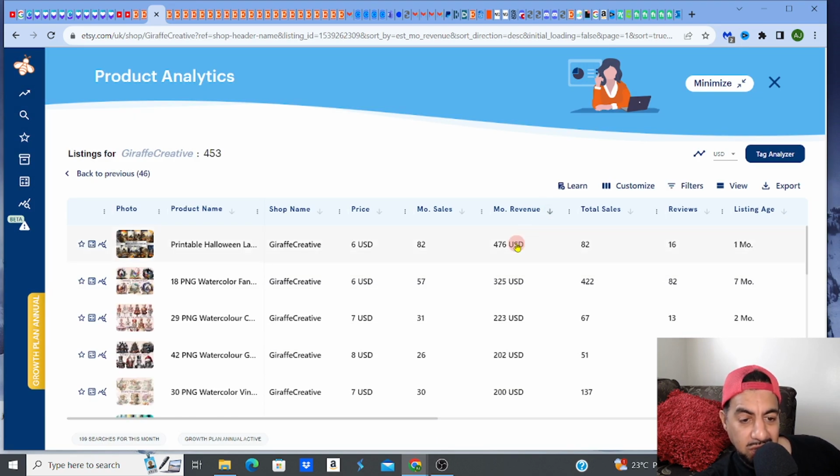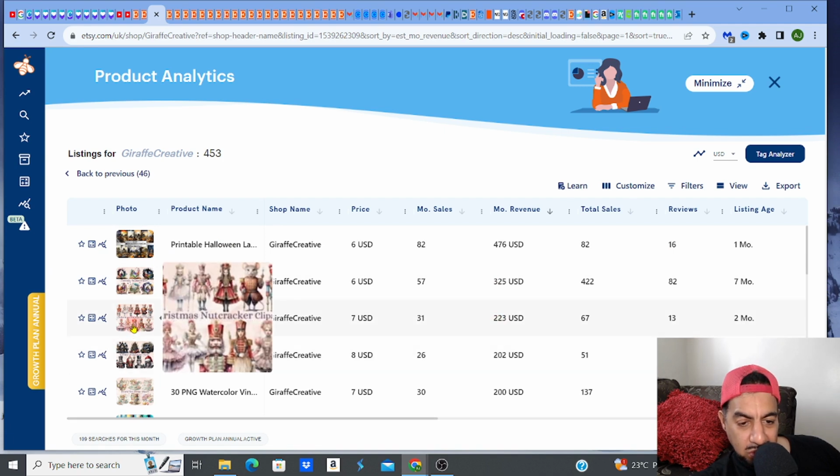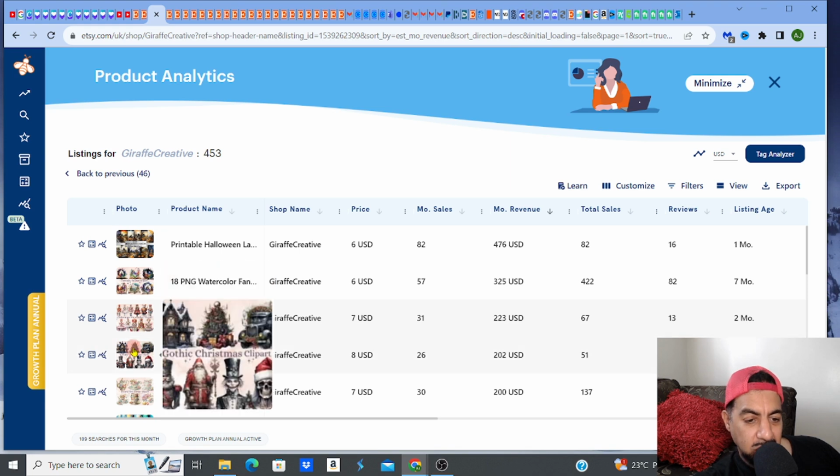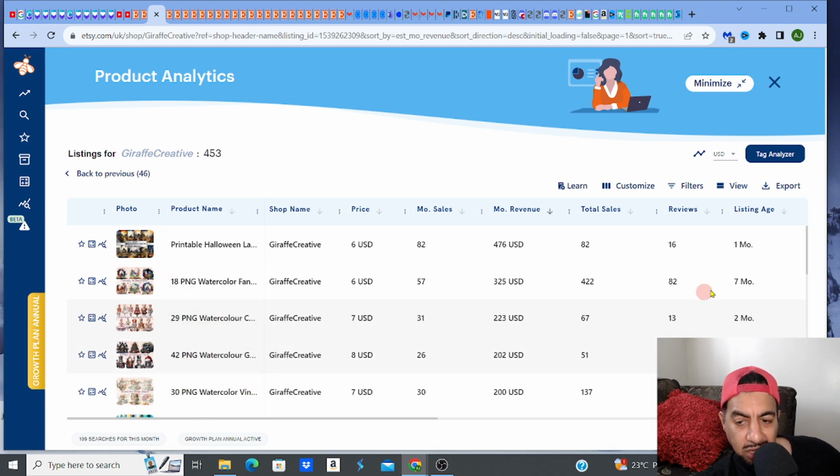But look at these recent ones. You can tell that they've really tapped in nicely to this one, which is fantastic, this printable digital paper. And this one's doing really well. They're actually doing quite well in other ones as well, but obviously that one, they've really hit the mark. This one is some Christmas nutcracker clip art. So they do digital paper and clip art as well.